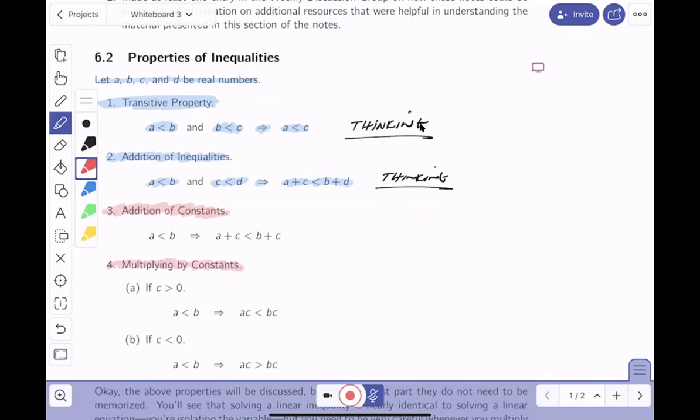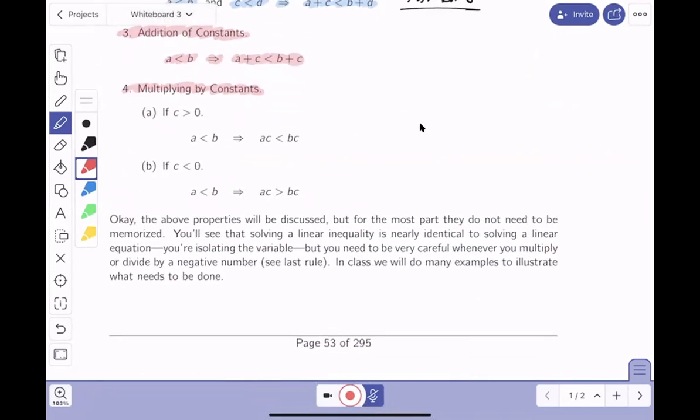Now, the addition of constants is fairly simple. It says if A is less than B, what you can do is add C to both sides of the inequality, and it'll have no effect on the inequality. I don't think that requires much thinking, by the way. If things are unequal to begin with, and you give them the same thing, they're going to remain unequal. If you take the same thing from them, they're still going to remain unequal. All right, let's go to the next one.